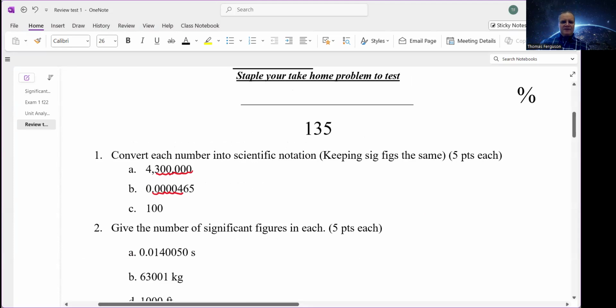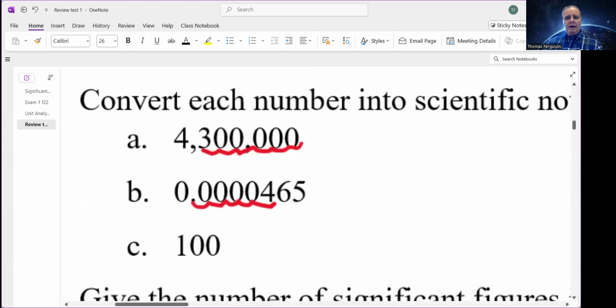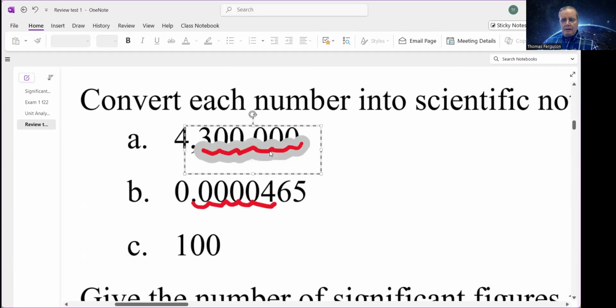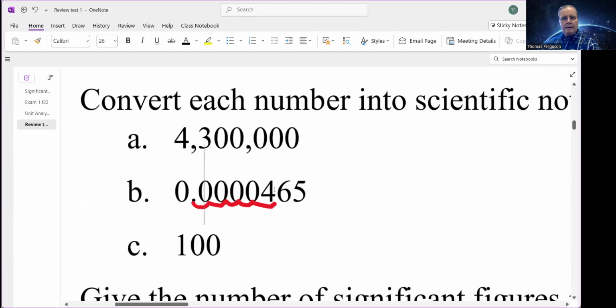Okay. Convert each number to scientific notation. Keep the sig figs. Very important. Okay. All right, so we've got 4,300,000. That's officially an awkward number.